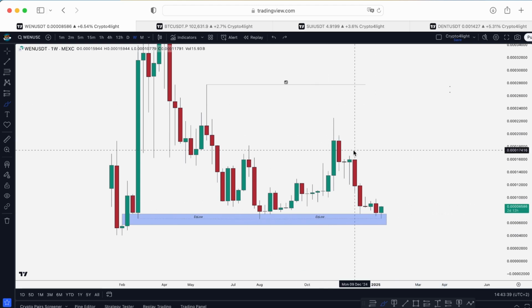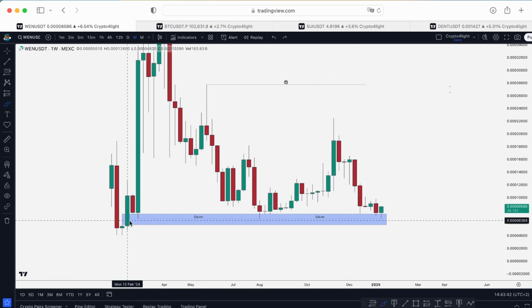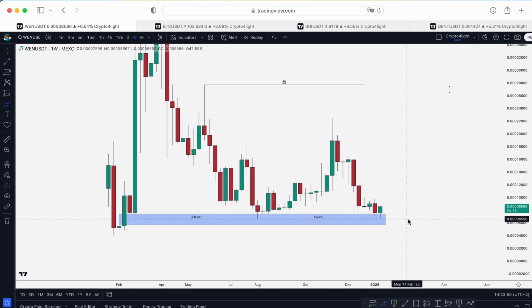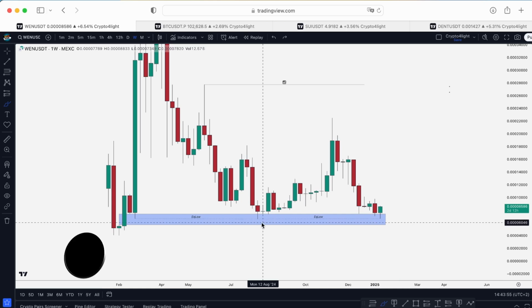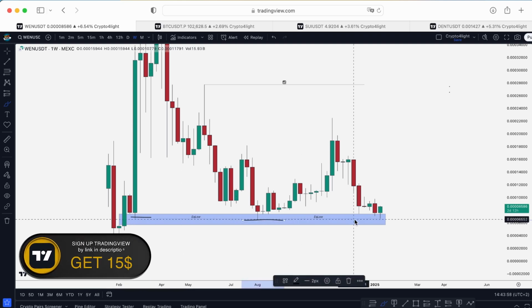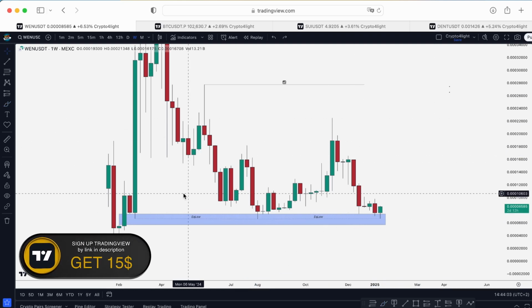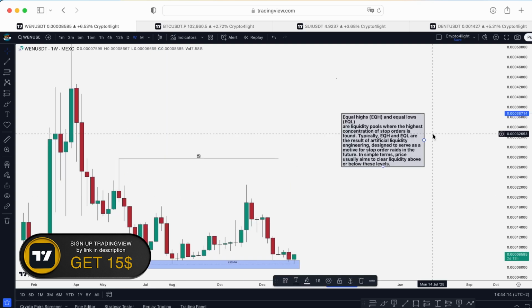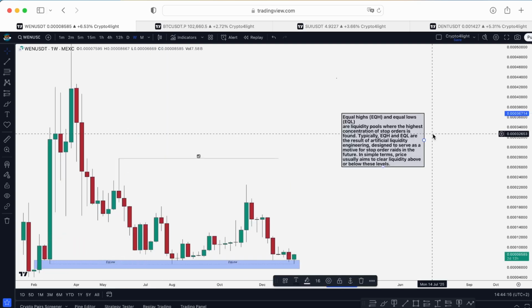But guys, the problem is the more we test some level, the weaker this level becomes, not stronger. And it's only a matter of time until we drop or pump and sweep the liquidity, hunt stop losses. The higher the time frame, the more liquidity is concentrated under this level. So equal highs and equal lows are liquidity pools where the highest concentration of stop orders is found. Typically, they are the result of artificial liquidity engineering.